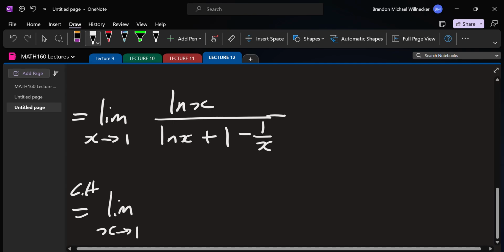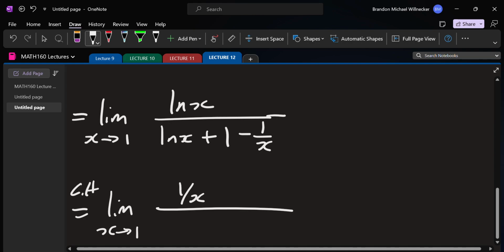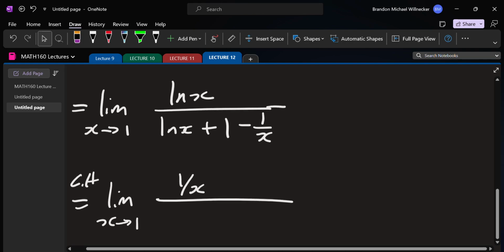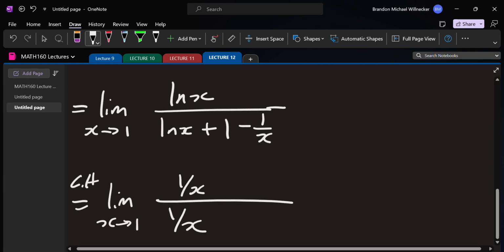So we have the limit as x goes to 1. The derivative of the top, that's going to be 1 over x. We know that from our inverse functions. In the bottom, we have the derivative of ln x, that's also 1 over x, plus 1, that goes away. The derivative of minus 1 over x, that's going to be 1 over x squared. Okay, good. Now what happens if we substitute 1?